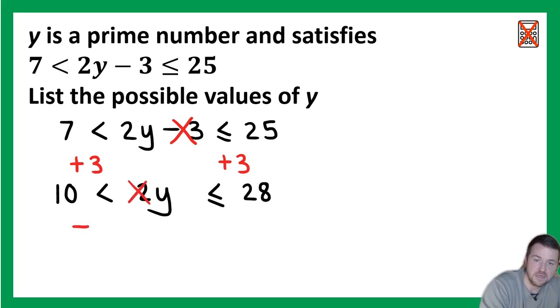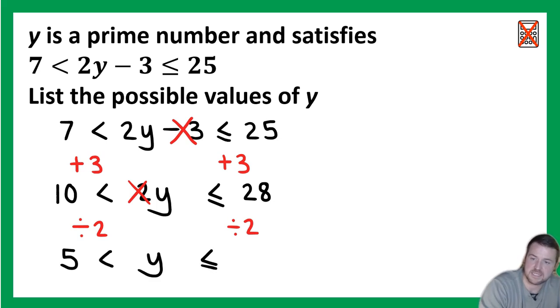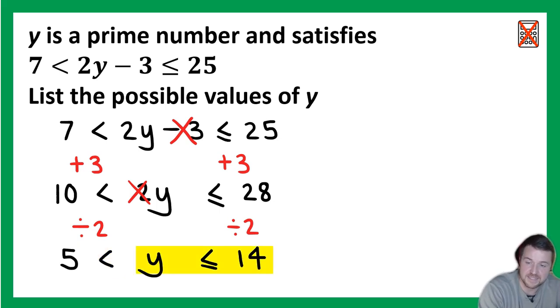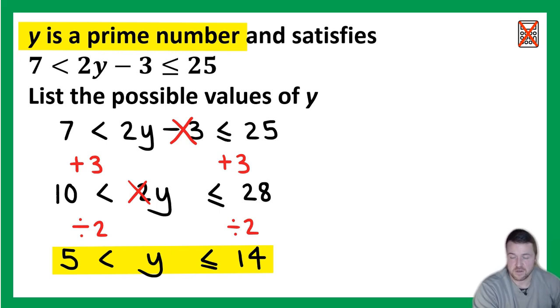And then lastly, I can divide through by 2. 10 divided by 2 is 5, which would be less than y, and is less than or equal to 28 divided by 2, which is 14. Therefore, y has to be greater than 5 and less than or equal to 14. But since y is also a prime number, I'll go through my list of values that y could take, but only write down the ones that are also prime numbers.